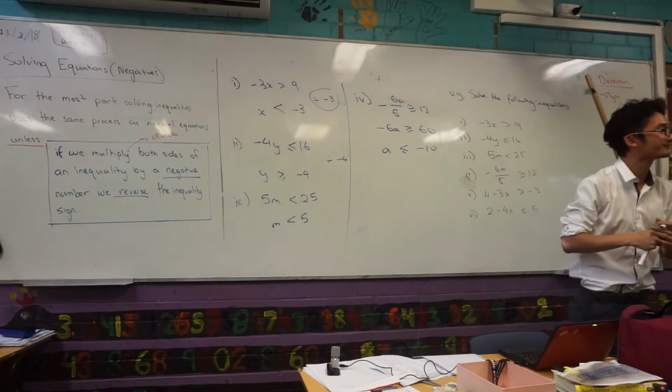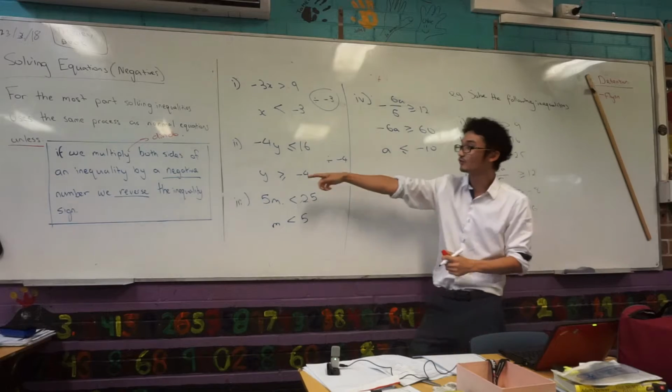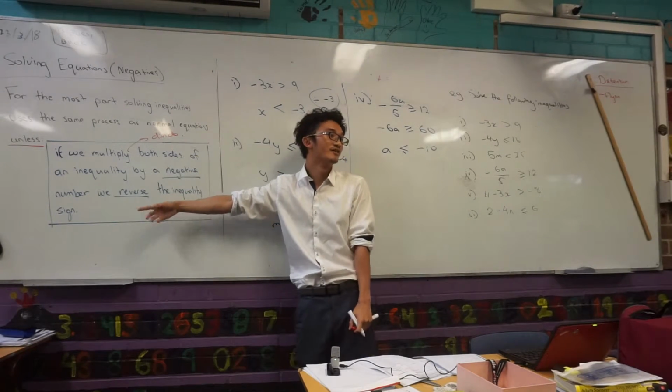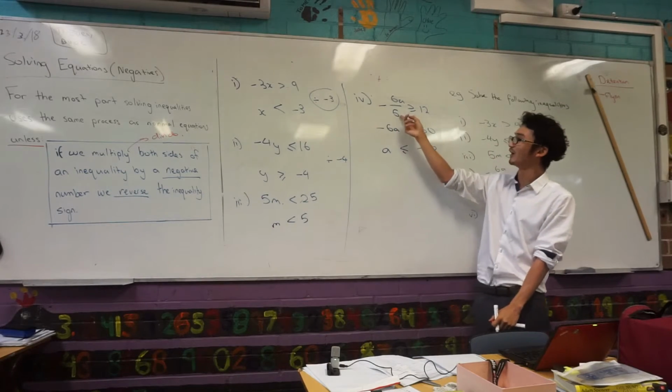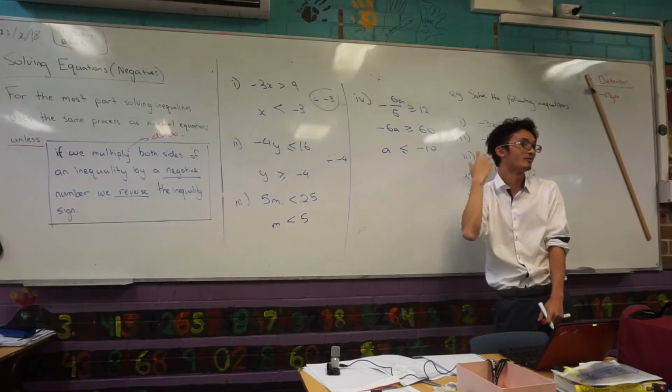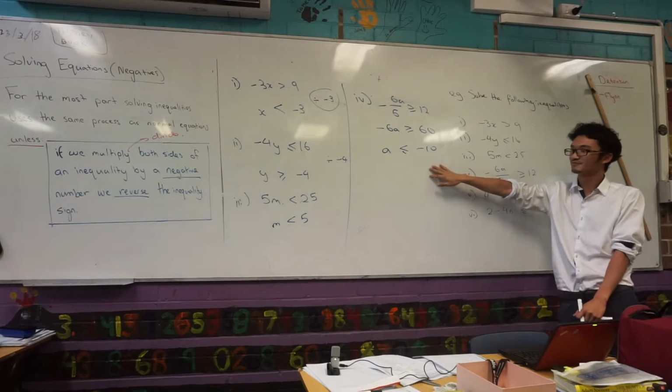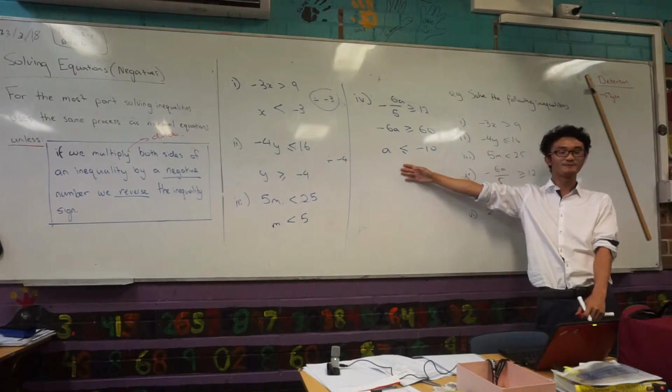Sorry, Laura, you had a question. Why did you reverse it? Yeah, so the rule is, if we multiply or divide by a negative number, then we reverse it. So here I multiplied by 5, that's just a positive number, so I'm not going to reverse that. Any questions on that one? That's how you can get a by itself.